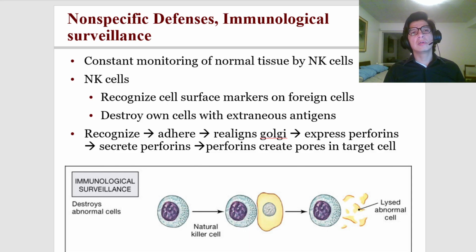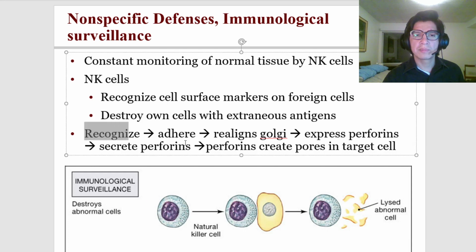Non-specific defense also involves immunological surveillance, your natural killer cells. Basically, if there is a cell that doesn't look healthy, either if it has some viral epitopes on its surface or some cancerous antigens on its surface, it will be attacked and destroyed by the natural killer cells.